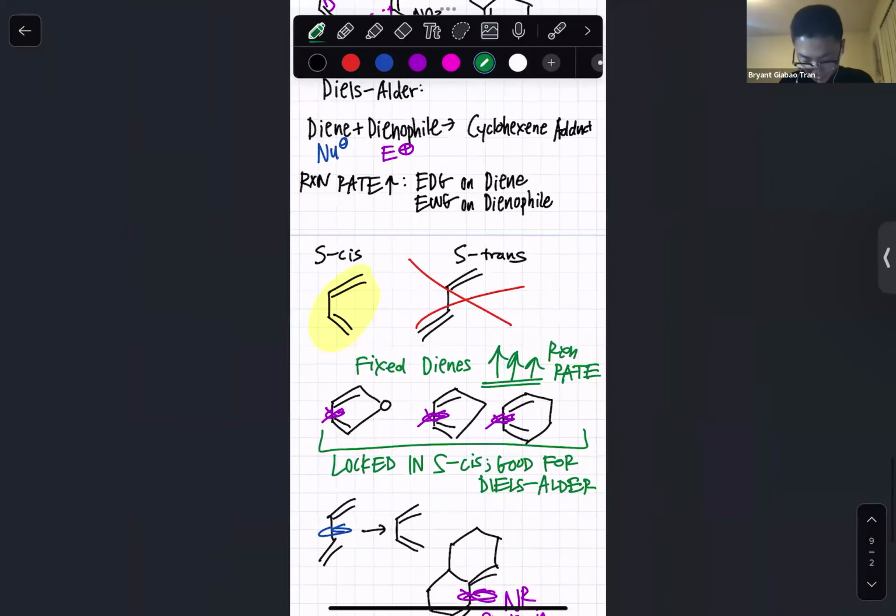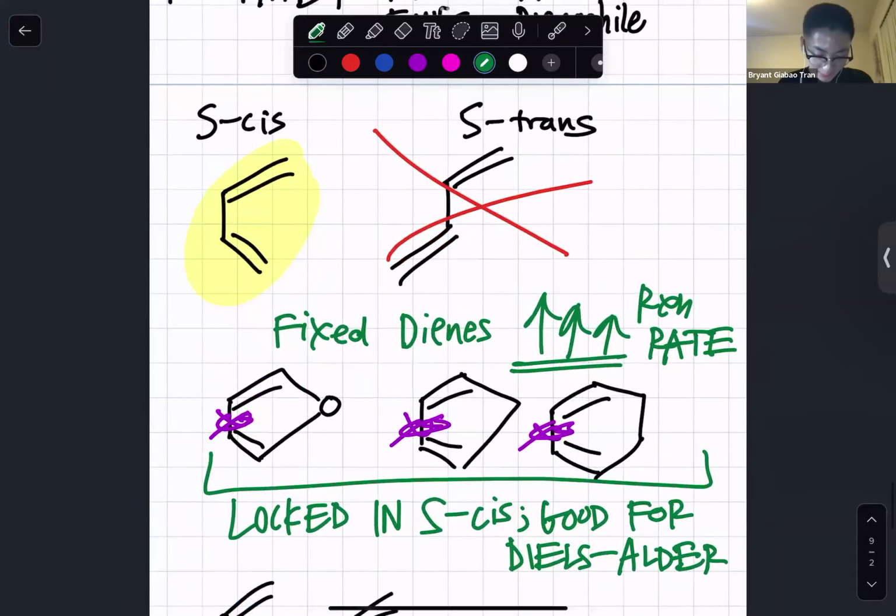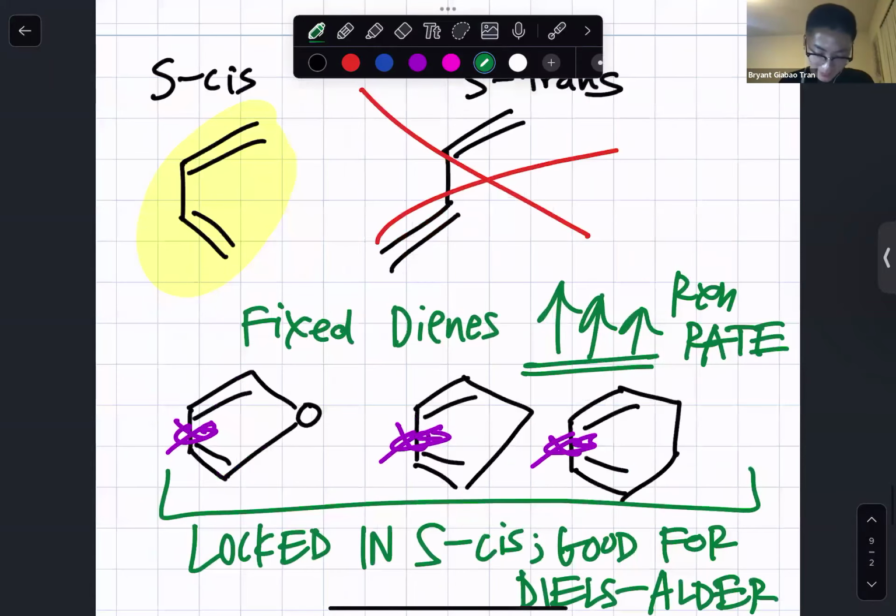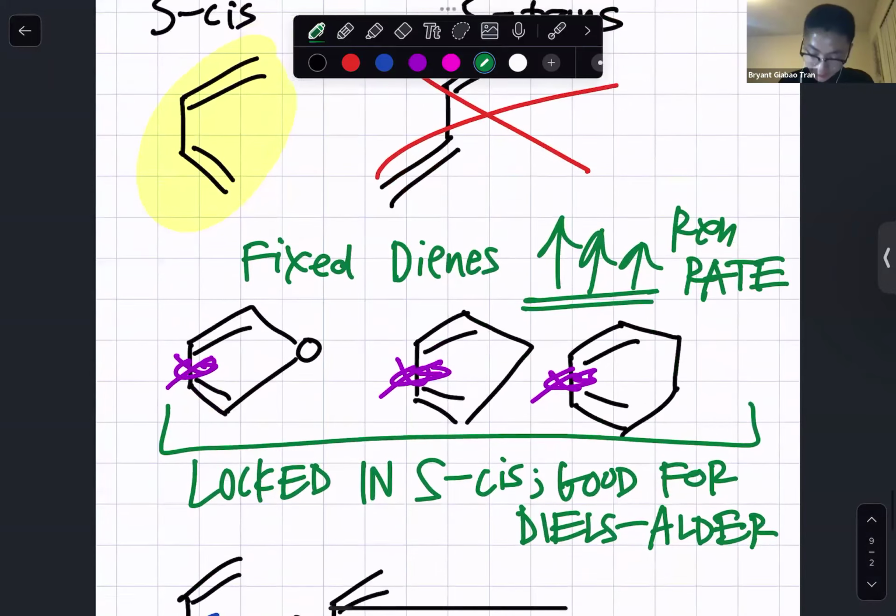Yeah, so these are conceptual questions like the EDG and EWG on the diene and dienophile. What speeds up the reaction? What slows the reaction? If it's fixed or not.